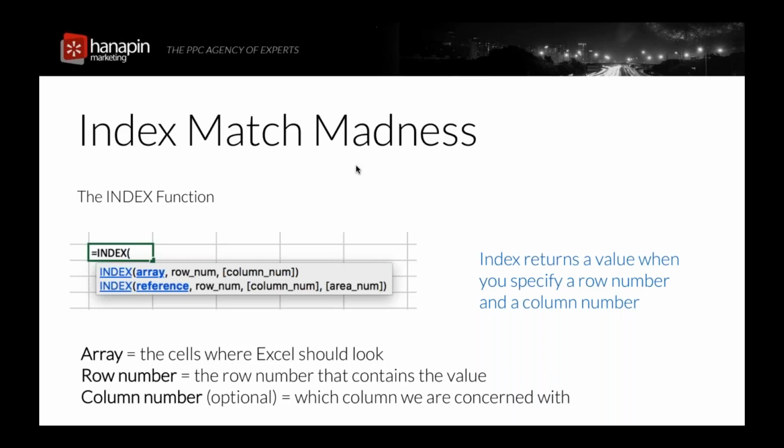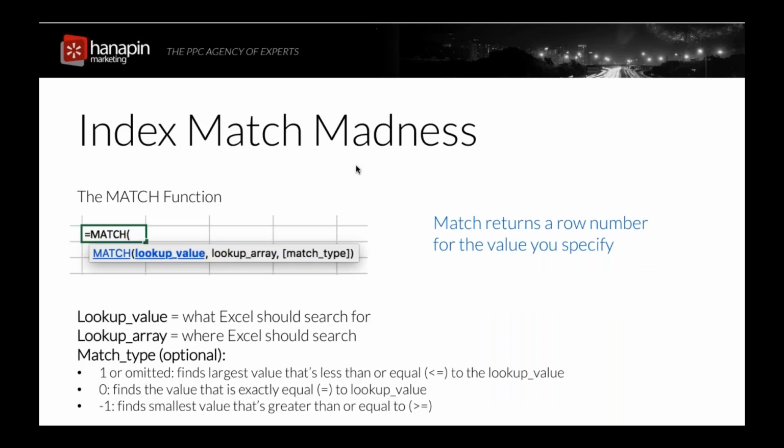Index returns a value when you specify a row number and a column number. So your array is the cells where Excel should be looking. And then row and column number are just, again, the number of the row and the number of the column. Match, on the other hand, returns a row number for the value you specify. So you tell Excel, hey, I want to look up this value. Tell me what row number it's in. Very similarly, the lookup value is what you're searching for. The array is where you're searching.